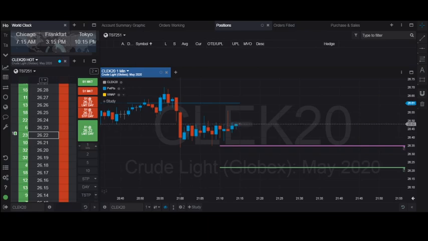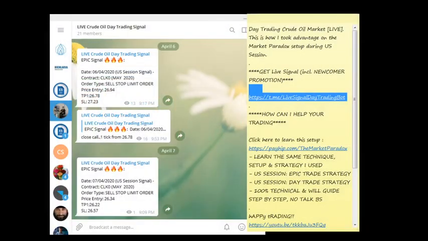So time now is 9:15 a.m. in the morning, New York time. And we have received one short sell signal from my live Telegram channel, and this signal appeared to show me to go short on the market at 26.34 and TP at 26.22. So based from this, we'll go for an epic trade, which is fast in and fast out, hopefully.